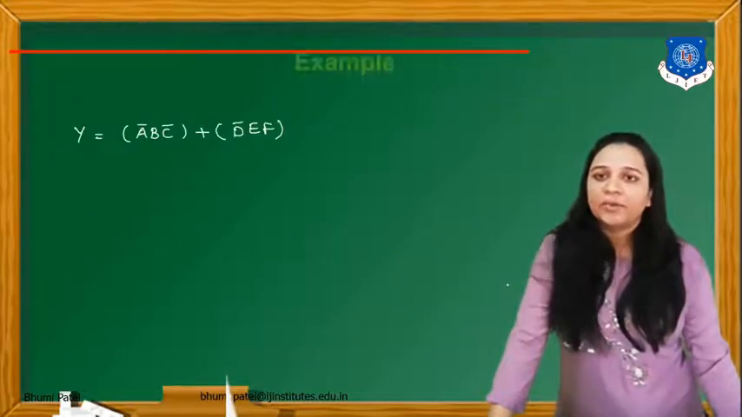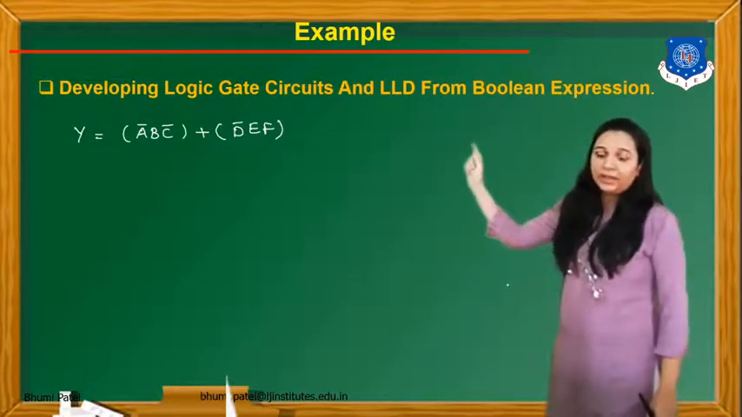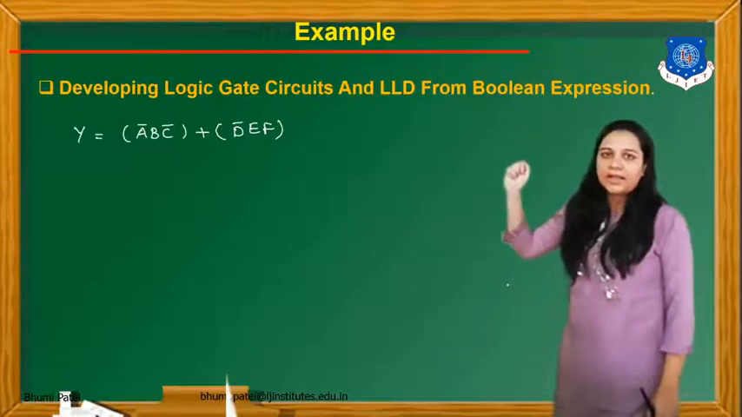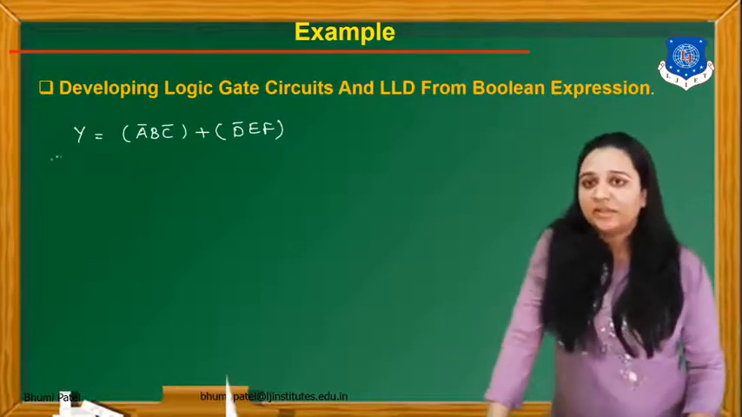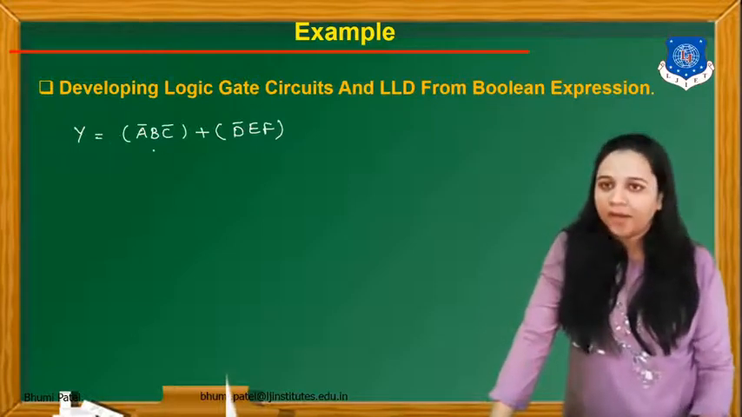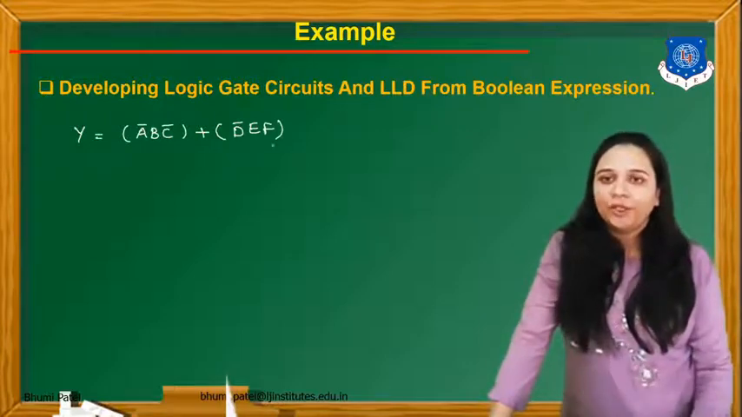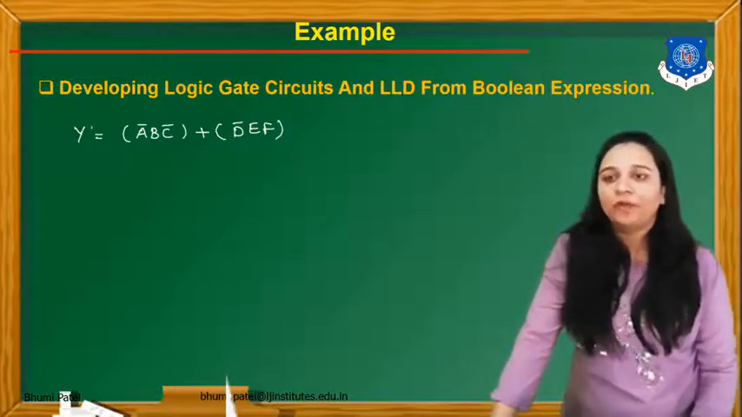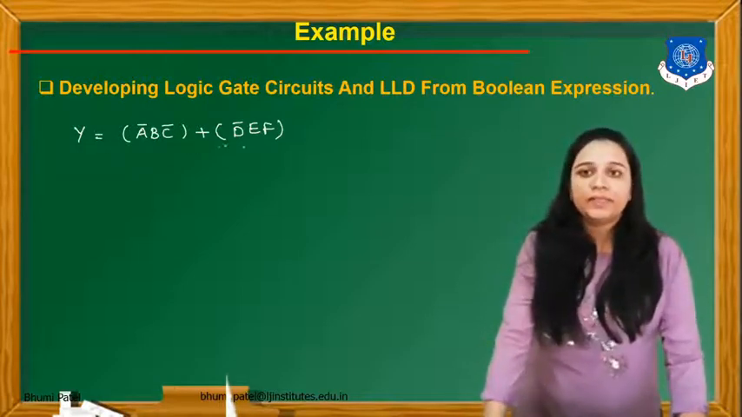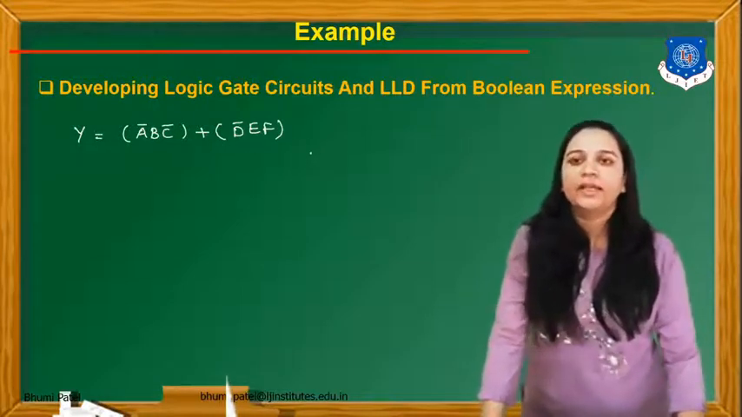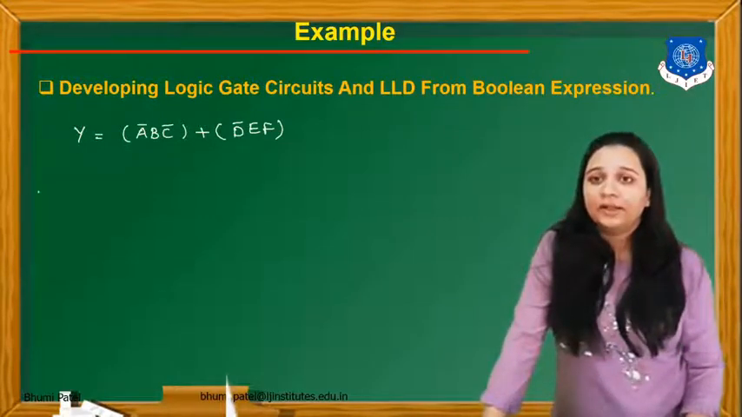Now the next example is developing the logic gate circuit and the ladder logic diagram for a Boolean expression. Again the Boolean expression is given: y is equal to a bar into b into c bar plus d bar into e into f. Clearly you have to identify that y is my output signal and a, b, c, d, e, f are my input signals.